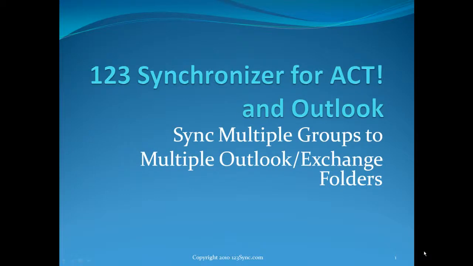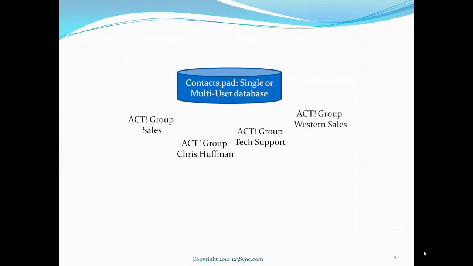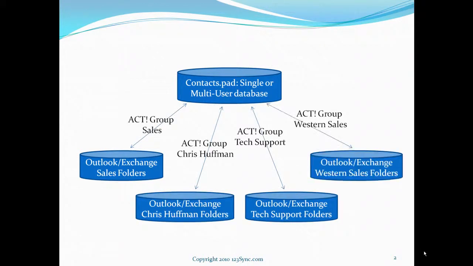In this video tutorial, we are going to demonstrate how to sync multiple groups to multiple Outlook Exchange folders. Assume we have a contacts database. It could be a single user or a multi-user database. In this database, we have a sales group, we have a Chris Huffman group, we have a tech support group, we have a Western sales group. We have 4 groups in total, and we want to sync these groups to separate individual Outlook folders.